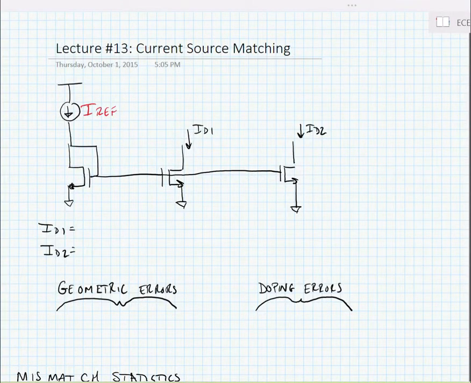Okay, today we're going to look at a few things. First, we're going to look at current source matching, and then next we're going to start looking at actively loaded differential amplifiers.